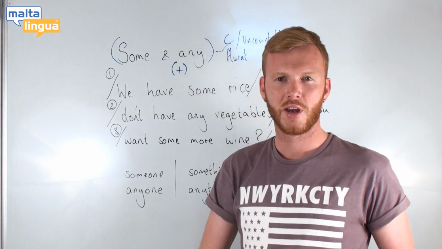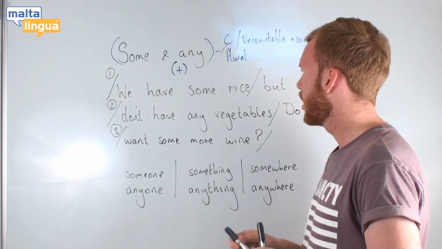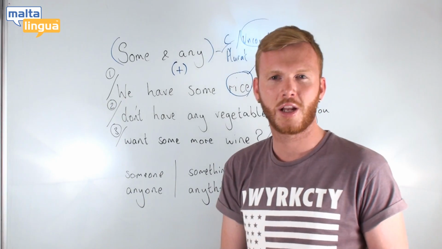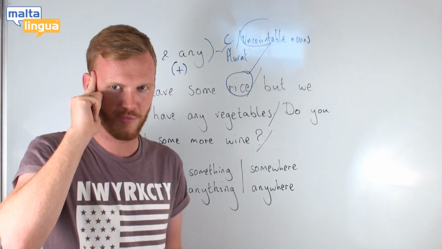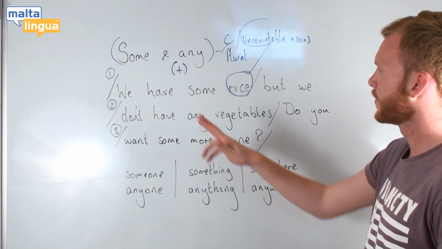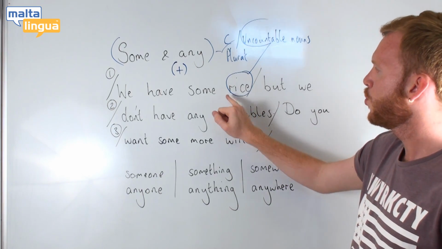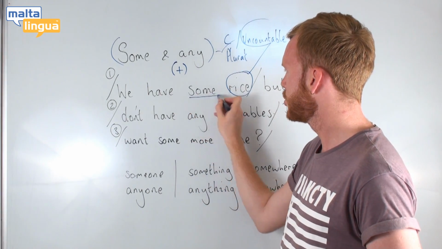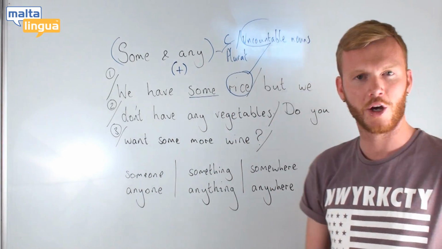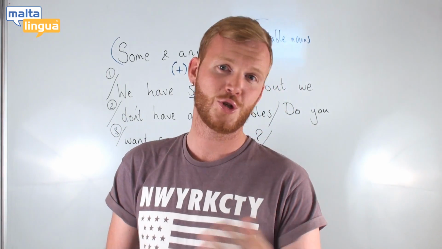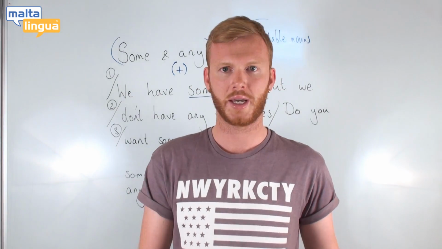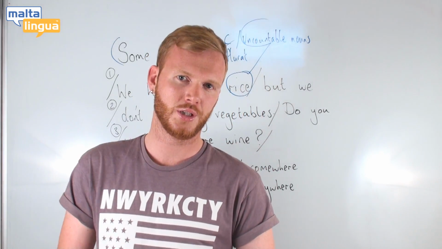Now, we have some rice. As you know, rice is an uncountable noun. We will return to this, remember this for the next phrase, the next examination. Now, we have some rice. We choose some here because the sentence is positive and because we are using an uncountable noun. In those examples, we choose some. I have some water, I have some cheese, I have some wine, etc. All examples of uncountable nouns.